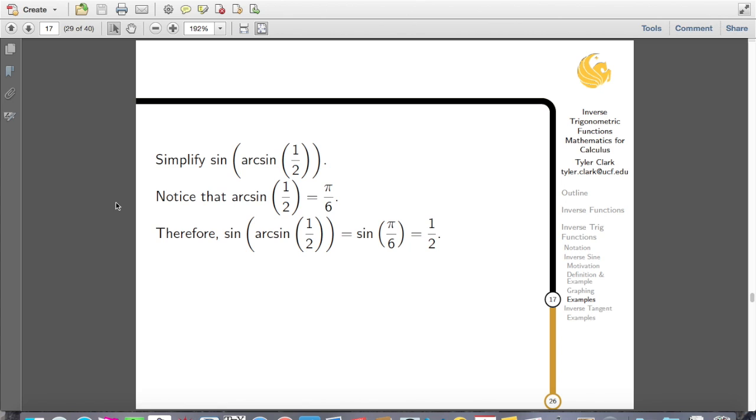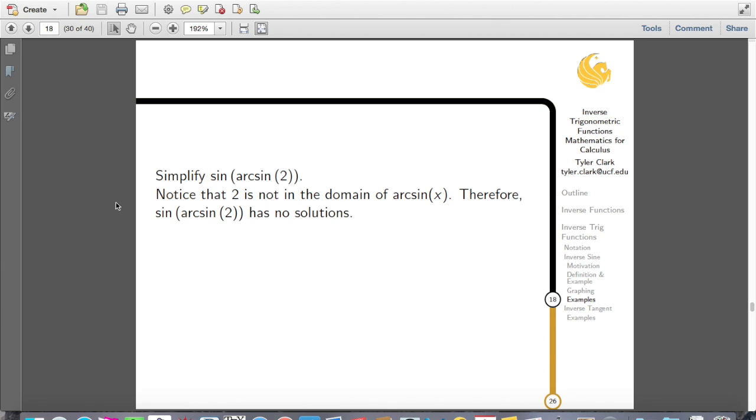The next question asks us to simplify sine of arcsine of 1/2. If we look at that inside part, we just discovered that arcsine of 1/2 is pi over 6. So sine of arcsine of 1/2 is the sine of pi over 6. And if I think back to my unit circle, the sine of pi over 6 is indeed 1/2. Now, if we want to simplify the sine of the arcsine of 2, what angle theta gives you a sine value of 2? Well, there's nothing on the unit circle that gives you a sine value of 2 because sine is in between -1 and +1. So the sine of arcsine of 2 has no solutions at all.